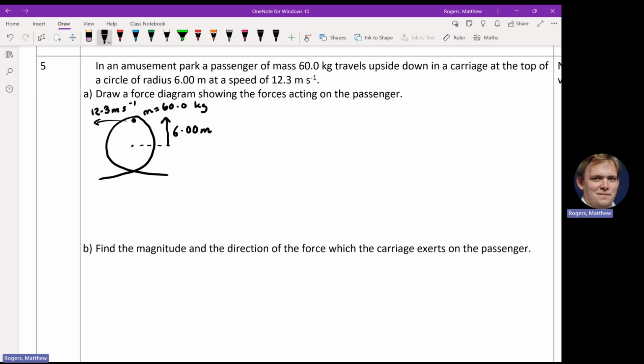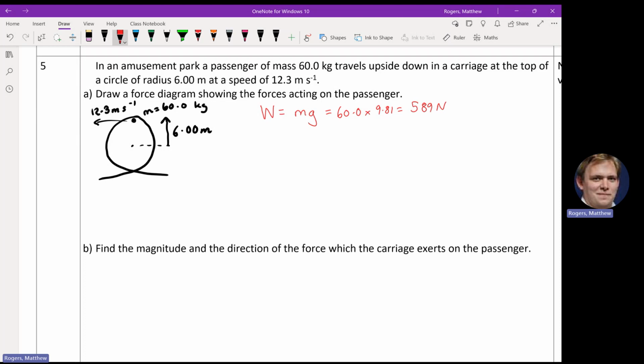So in order to answer this first part of the question, we need to have a sense of what the size of the weight is compared to the size of the centripetal force required to make the person go in a circle. So we need to do a couple of calculations. The weight is calculated as mg. So mg here is 60 times 9.81, which is 589 newtons.